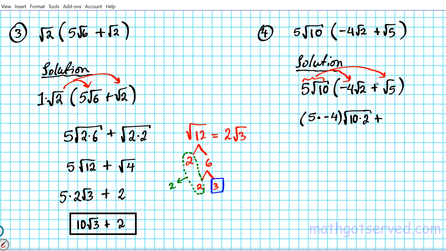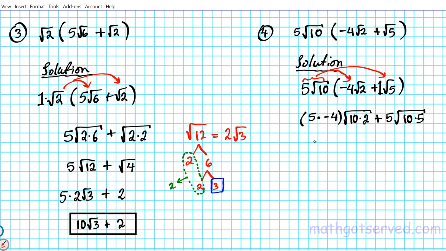Plus, now there's a 1 here, the invisible coefficient. We have 5 times 1, which is just 5, times the square root of 5 times 10. Well, let's switch the order: the square root of 10 times 5. It doesn't matter, multiplication commutes, so you also get the same answer.